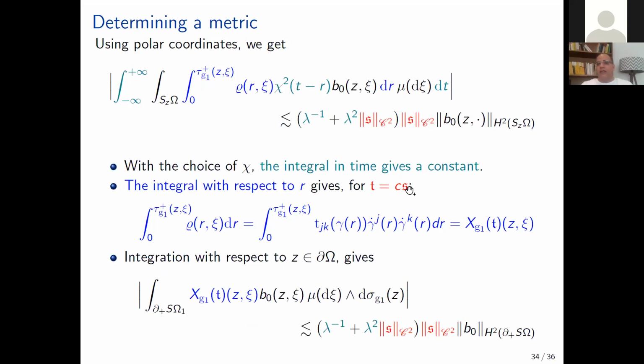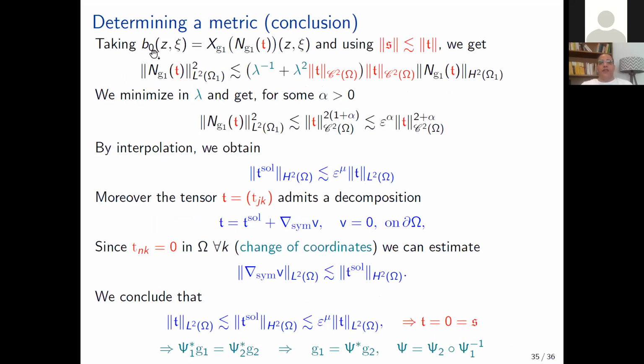T is some coefficient multiplied by the symmetric tensor S. S is G1 minus G2. Then this integral is exactly the integral of the X-ray transform of the tensor T multiplied by B0. B0 is any arbitrary function which depends only on the angle variable Xi, and can be estimated by the same quantity. So B0 is arbitrary, then here we fix the choice of B0. We fix B0 equal to the X-ray transform of the normal operator applied to T. Then we can find this inequality.